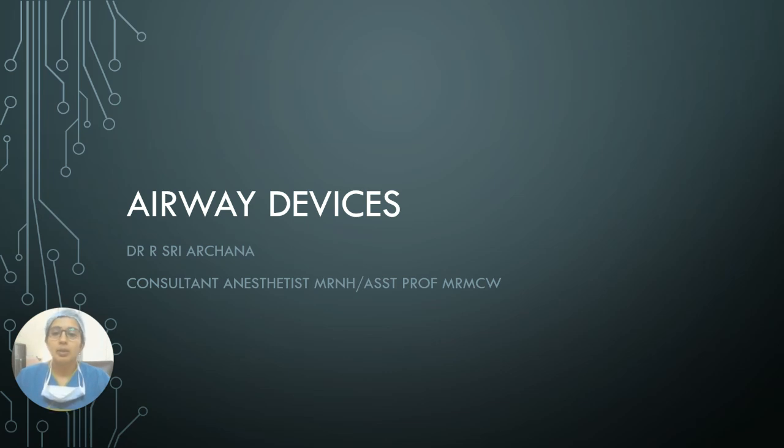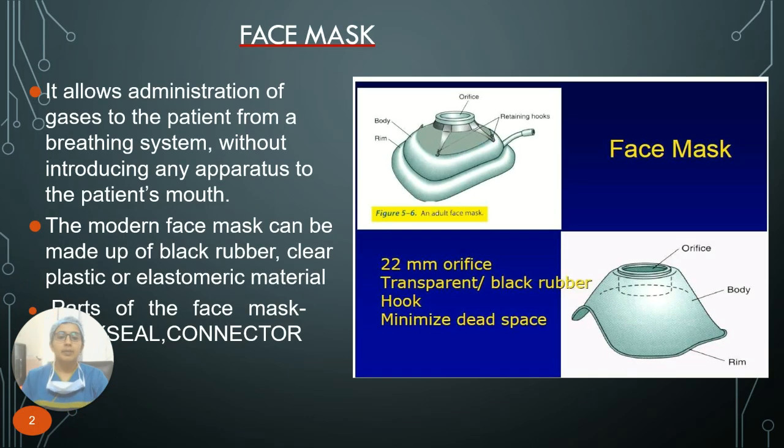Today I'm going to present airway devices and airway equipment that help us in the ventilation of the patient. First basic equipment is a face mask. It allows administration of gases to the patient from a breathing system without introducing any apparatus into the patient's mouth. So it is like a non-invasive equipment.